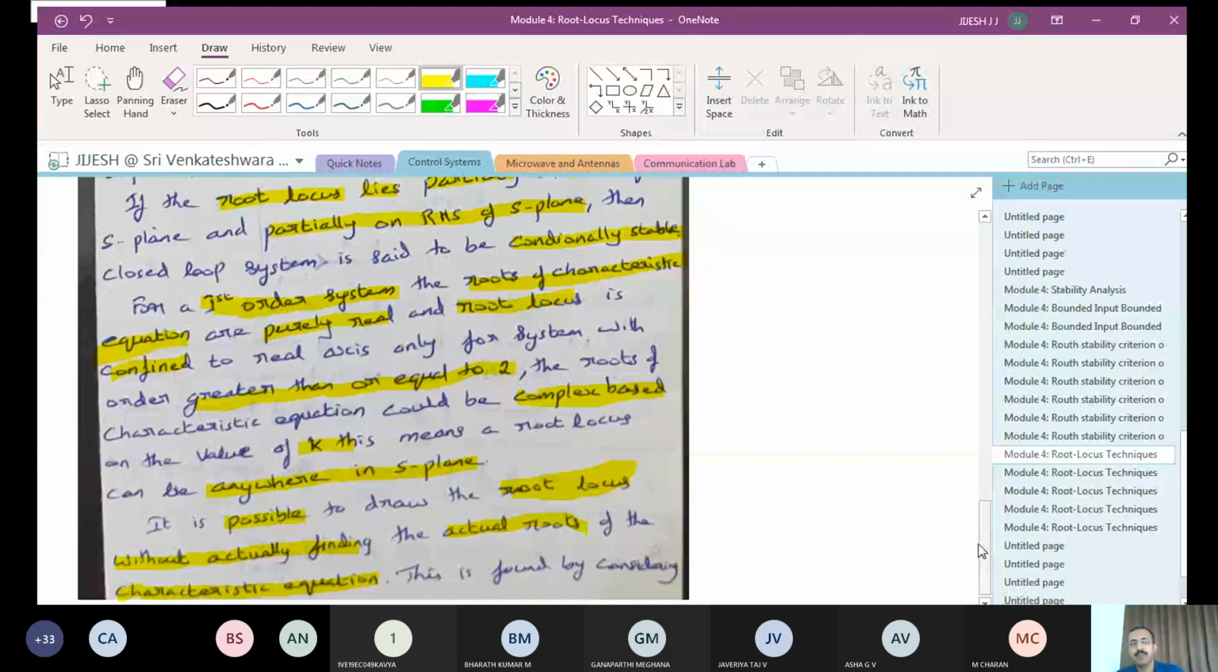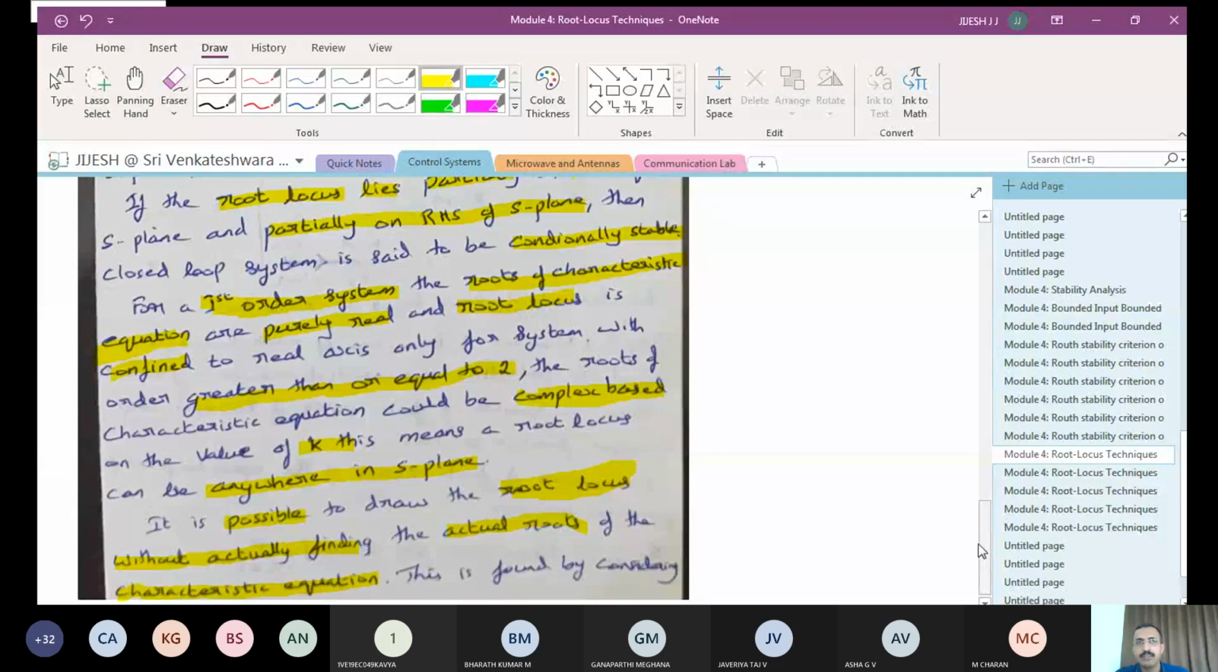So this is a very basic introduction about the root locus, and sometimes they ask you a theory question also based on root locus: explain root locus with an example. So you may have to give an example and you have to explain the root locus.